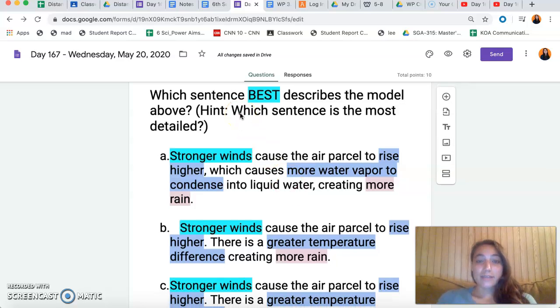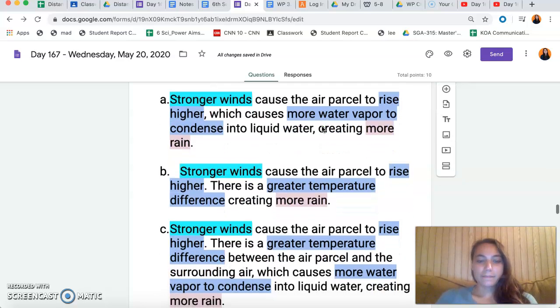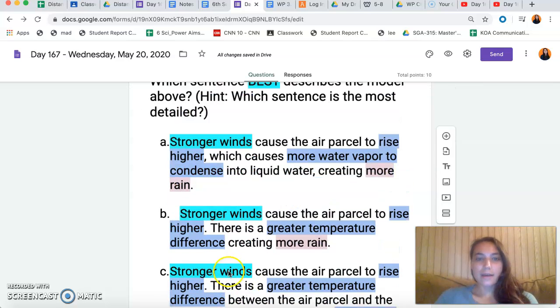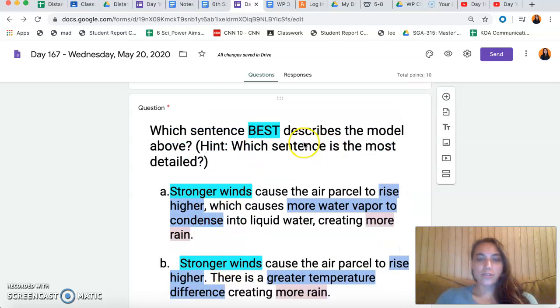Also, if we look at the hint, which sentence is the most detailed, we can see that C is the most detailed just by looking at how much bigger it is than A and B. But it's good that we checked that those details were right. Make sure when you submit your answer that you select C as the best sentence to describe the model.